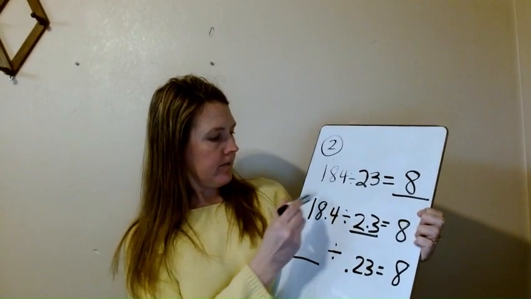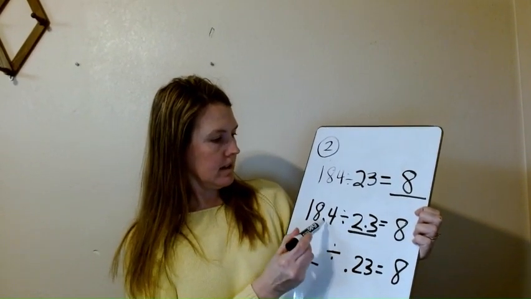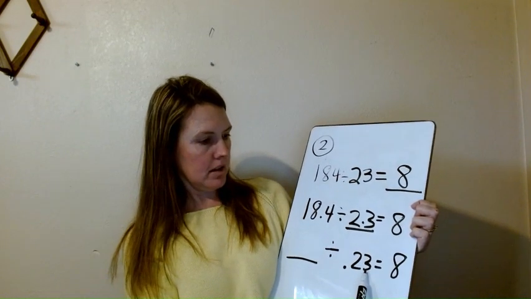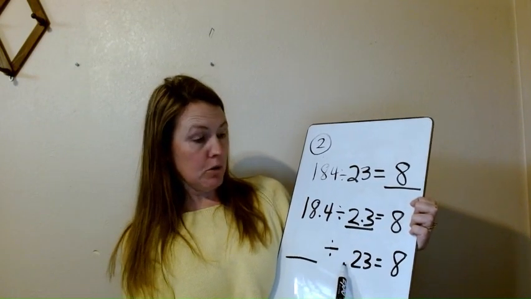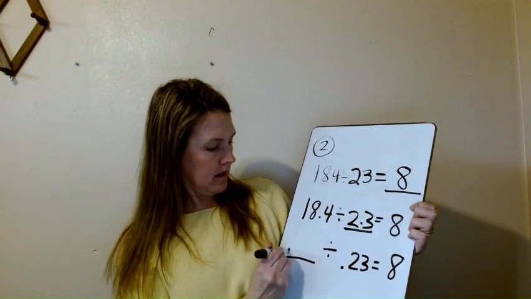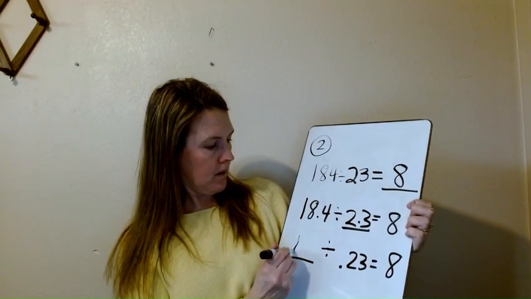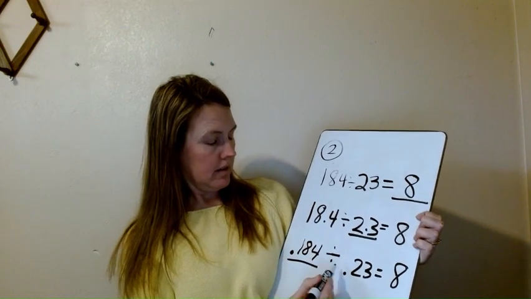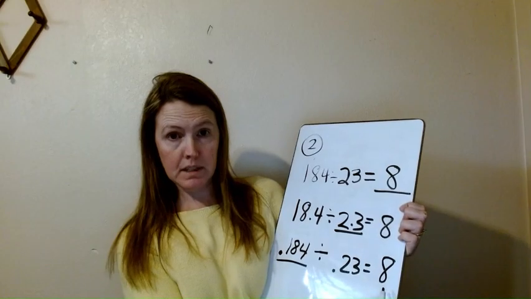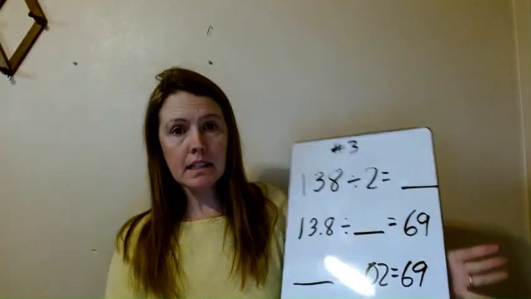And then finally we have the dividend, where in the divisor we know that the decimal has been moved twice to the left. So we have to move the decimal twice to the left here, which will make it 0.184 divided by 0.23 also equals 8. This is the last fill in the blank.